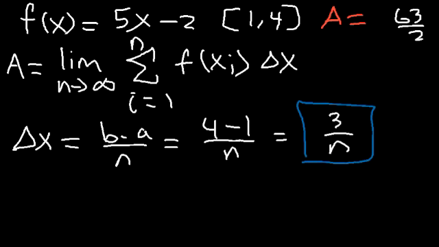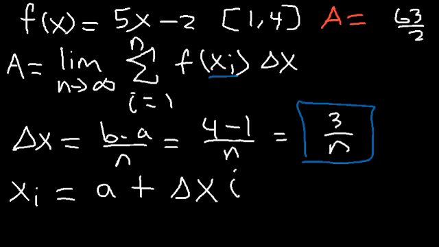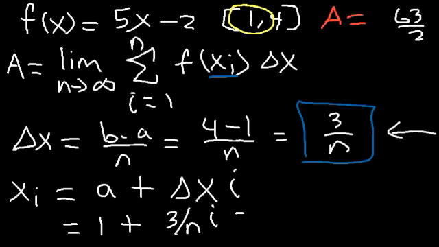Now the next thing that you want to do is find x sub i. You can use the left endpoint or the right endpoint, but using the right endpoint is much easier than the left endpoint, so let's do it that way. This is going to be a plus delta x times i, where a is 1. So this is 1 plus delta x, which is 3 over n, times i. So it's 1 plus 3i over n.